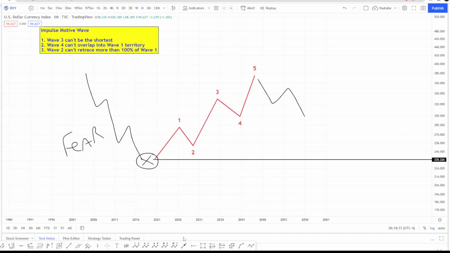Out of that comes the wave one. Often it is iterated by market participants. This is a sucker's rally. This is a fake rally. We're going to eventually come back down again and retest the lows.